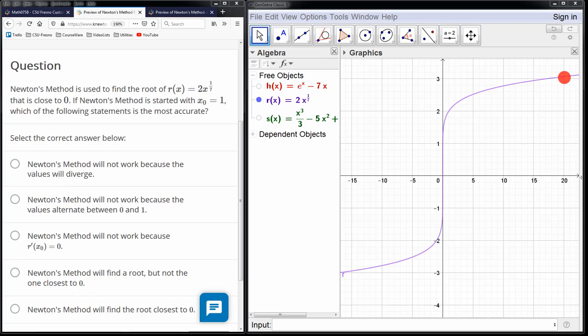So what we got here, I've used GeoGebra to draw a graph of that, and here's the equation. You can ignore those other two functions. Those are just functions that are hanging around from another problem I was doing.